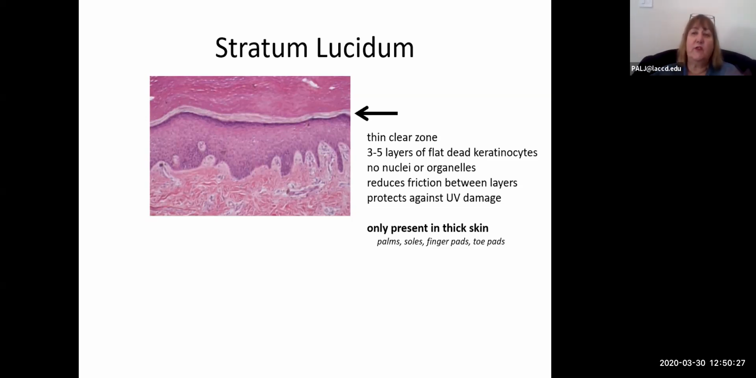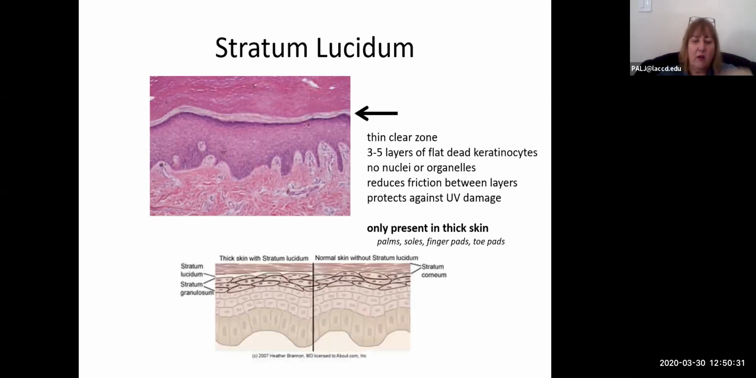So that brings me to the 5th and final layer, the most superficial layer. Oh, before I get there, look at this picture. It shows on the left a very thin stratum lucidum, whereas on the right there isn't one. So on the left would be thick skin, because there are 5 layers. On the right would be thin skin, because there are 4 layers.